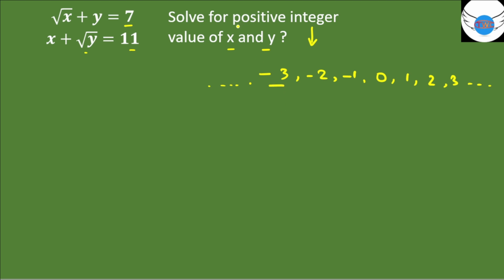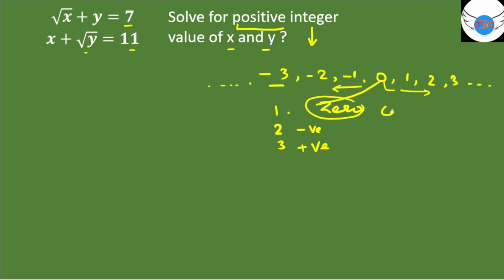Now, here we have been asked for positive integers. What are the types of integers? There are three types of integers. First is the zero integer. The left side of zero consists of negative integers, and the right side of zero, these are positive, so we call them positive integers. The zero value is denoted by 0, negative integers are denoted by Z with a negative sign, and positive integers are denoted by Z plus. So, friends, these were the basics of integers.